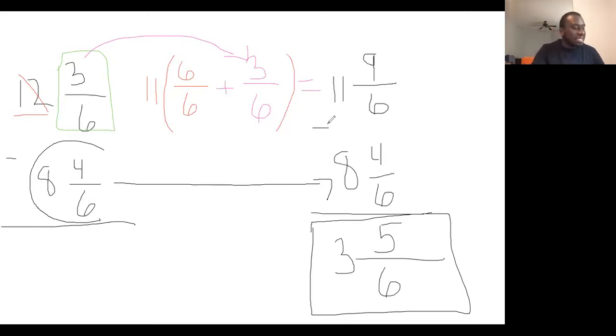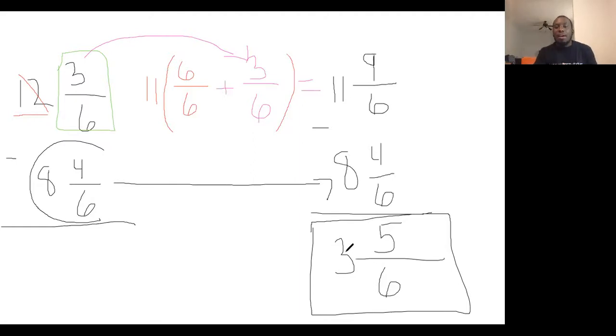Then my step 6 is going to be to subtract my fractions. That is step 6, subtract my fractions. So 9 minus 4 equals 5. My denominators of 6 will remain the same. So my final fraction answer is 5/6. My next step is to subtract my whole number. My whole numbers are 11 and 8. 11 minus 8 equals 3.